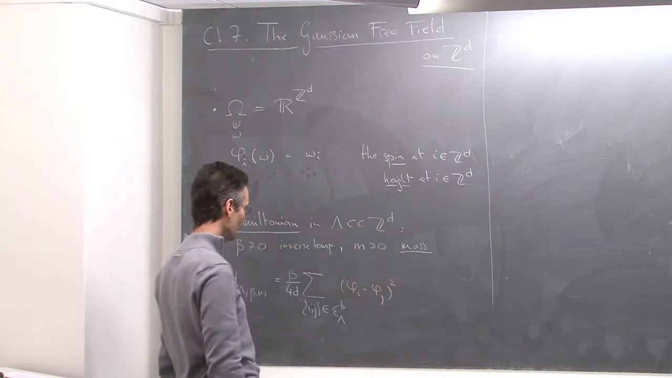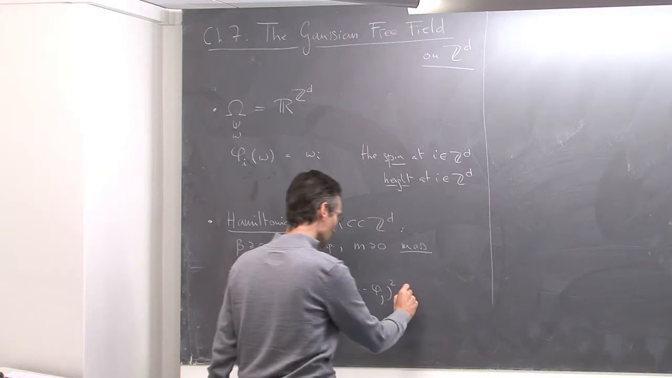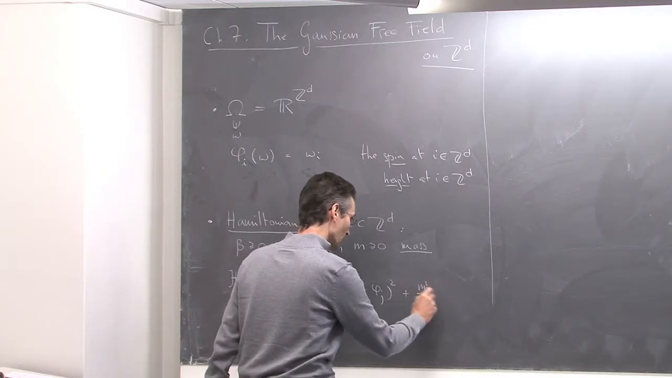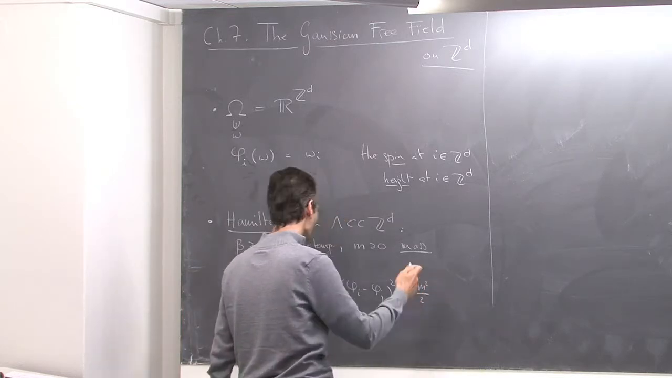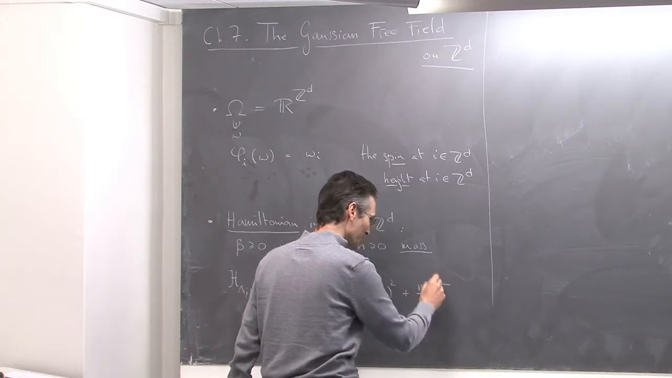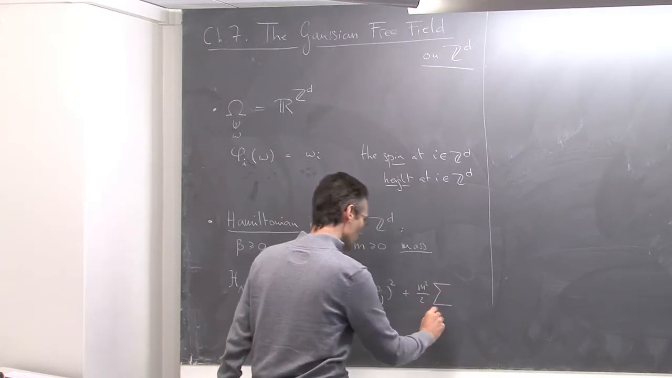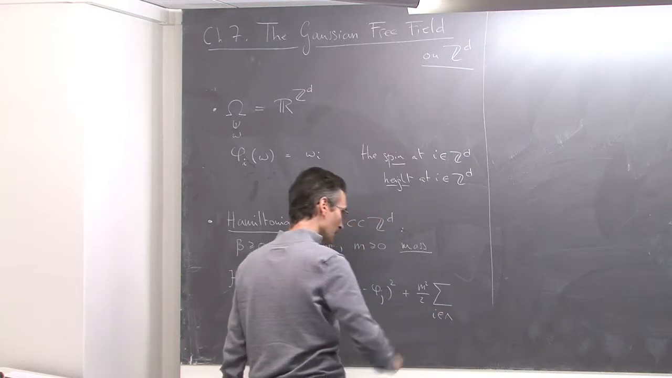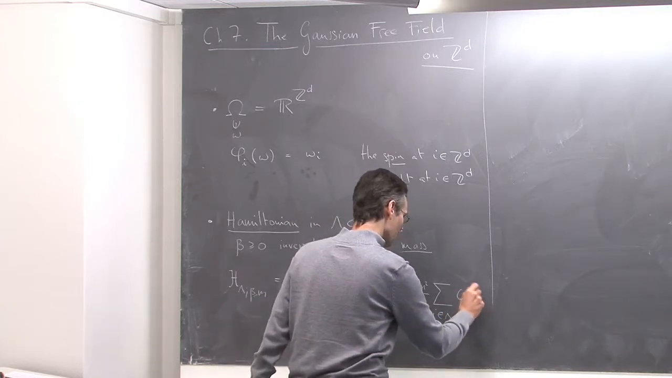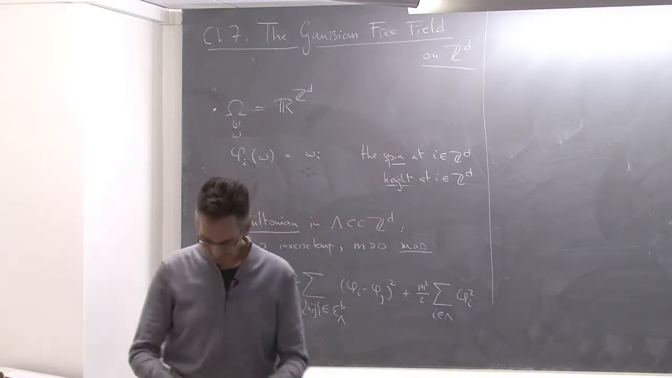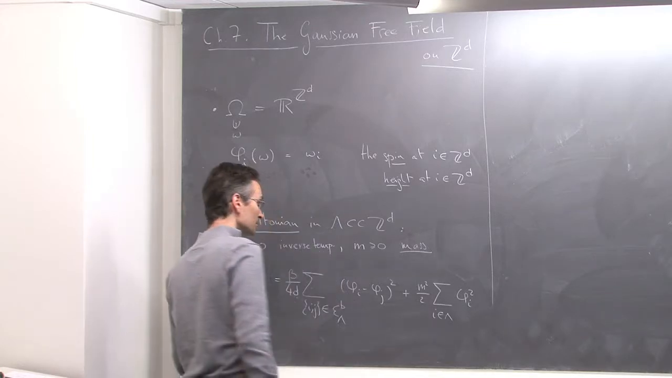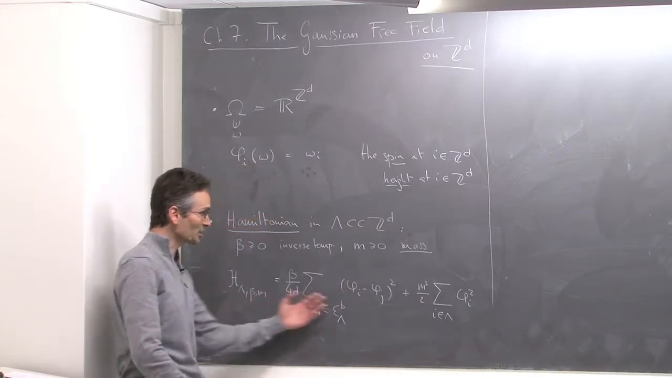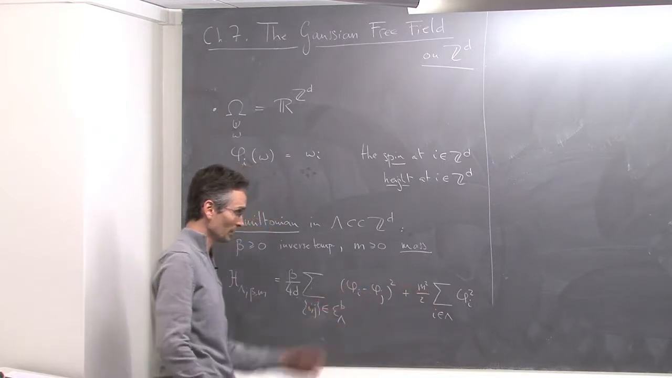So that's the first term. And the second term is m squared over 2, again the 2 will be convenient later on, and the square also, times the sum over all i in Lambda of phi_i squared. Okay, so that's the Hamiltonian. That's the energy that you associate to a given configuration.